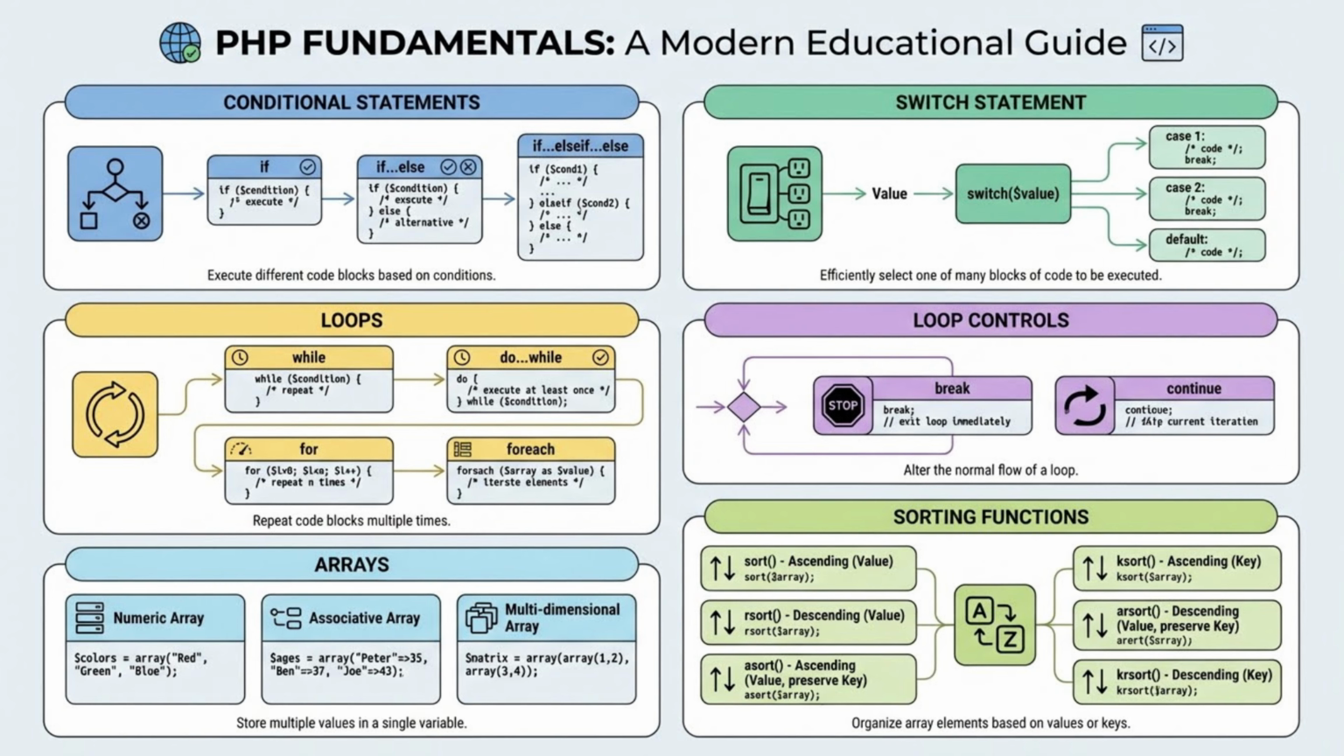6. Sorting functions. Sorting functions help organize array data in a structured way. Sort arranges values in ascending order. Rsort arranges values in descending order. Asort sorts values in ascending order while preserving their keys. Arsort sorts values in descending order, keeping keys attached. Ksort sorts arrays alphabetically by their keys in ascending order. Krsort performs the same task but in descending order. These functions make it easier to manage and display sorted data, whether you are sorting numbers, names, or any type of information stored in arrays.